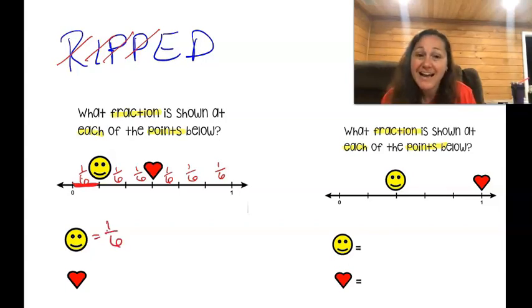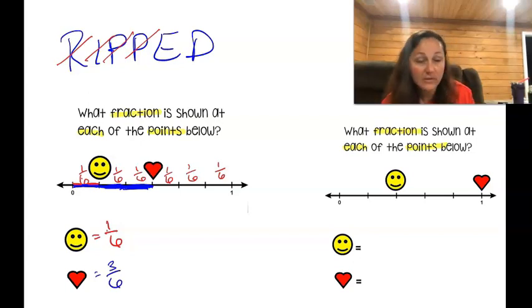Now we're looking at the heart. How far to the heart? So you go from the zero, and I'll do a different color so you can see the zero. There's one-sixth. Here's another one. So how many sixths do we have now? 1/6 plus 1/6 is 2/6. And then I've got one more sixth. So how many sixths do I have to get to the heart? I have 1/6, 2/6, 3/6. So it has 3/6.